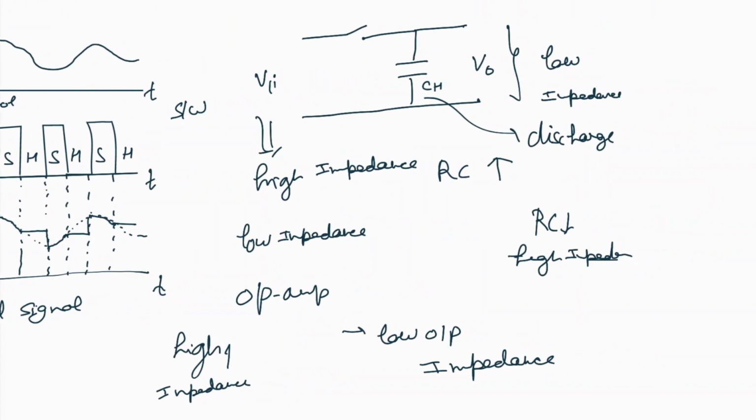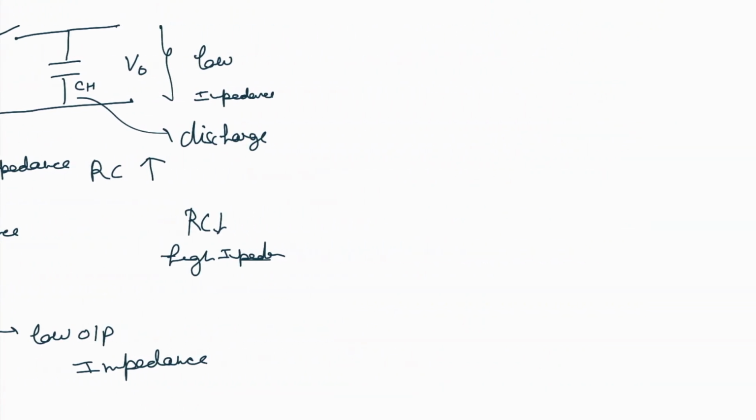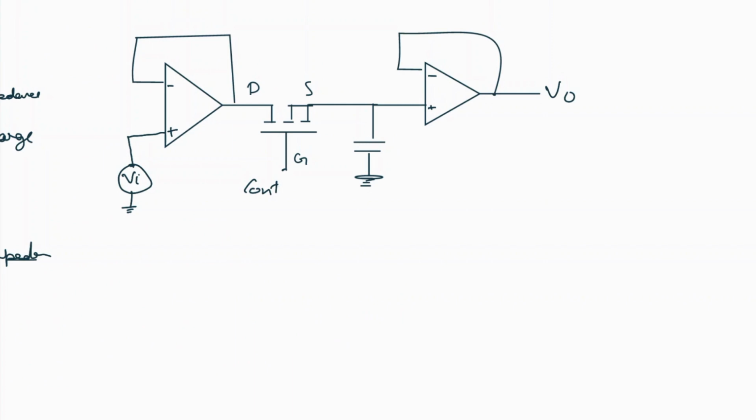Now if we connect this in an op amp circuit, this is where we can connect our structure. Here the switch has been replaced with a MOSFET, where D and S are drain and source and G is the gate, and we are applying the voltage control signal to the gate to switch the MOSFET on and off. On the input side we are connecting a unity gain or voltage follower op amp.